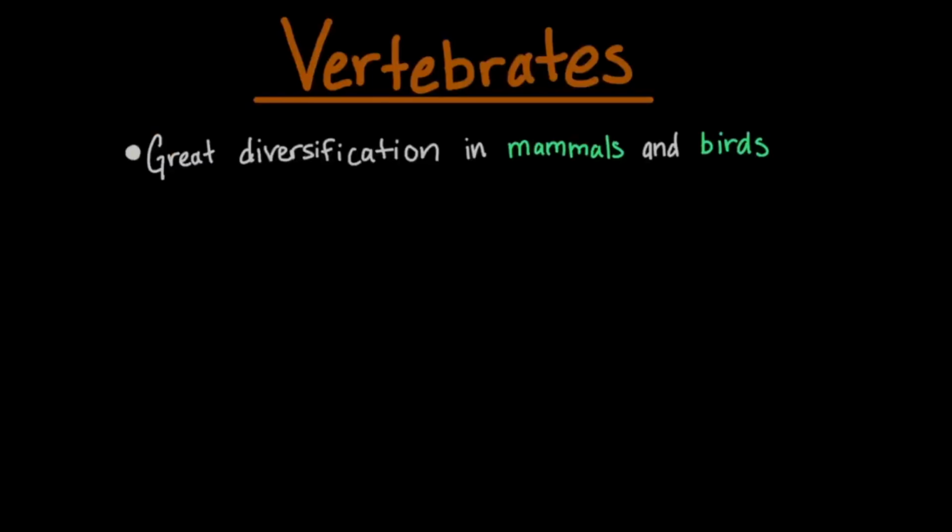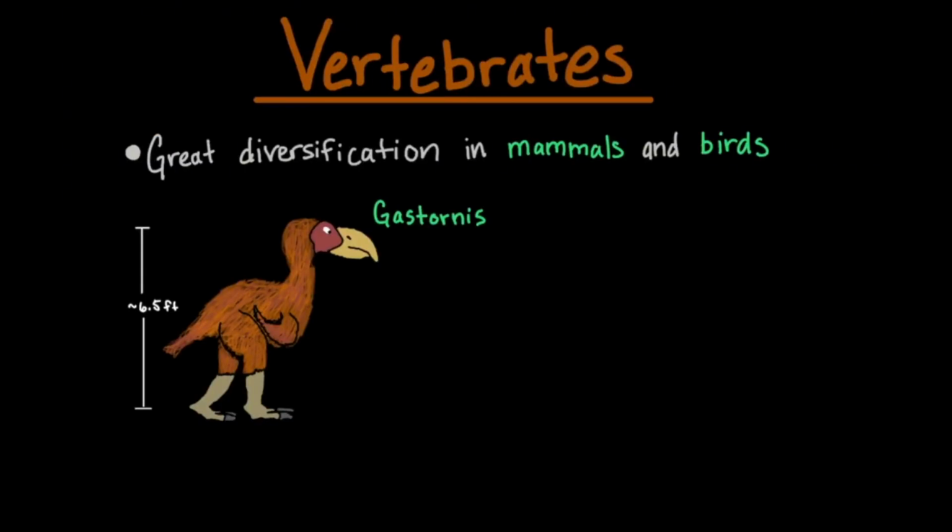On the vertebrate side, plenty of habitat and roles were left behind after the dinosaurs died during the mass extinction event. Mammals and birds greatly diversified, with examples such as Gastornis, which was a large flightless bird that was around 6.5 feet tall. This bird had powerful legs, indicating that it may have been a great runner.